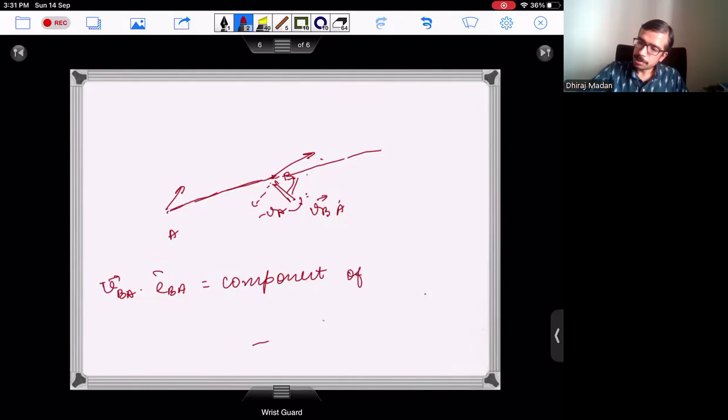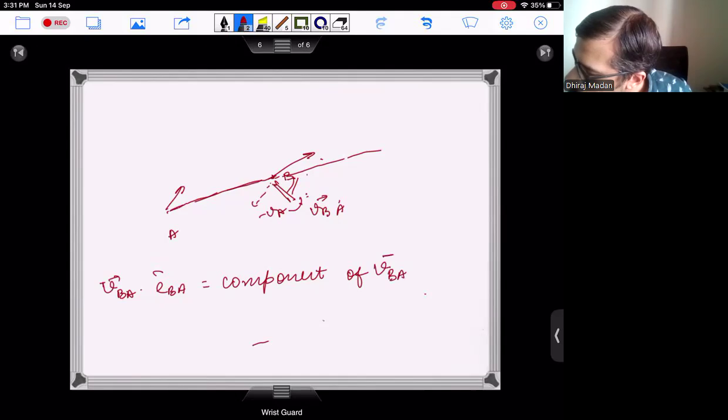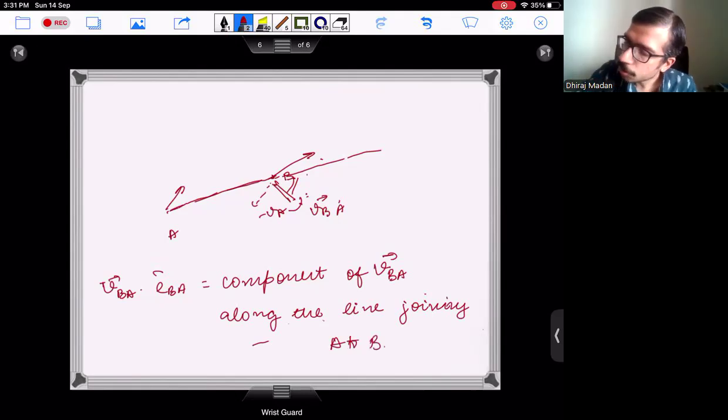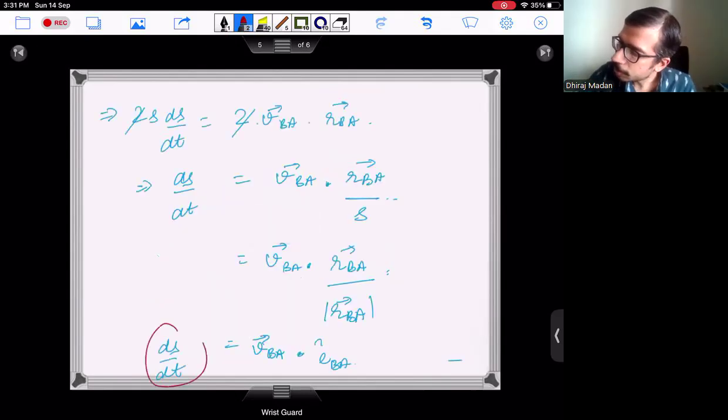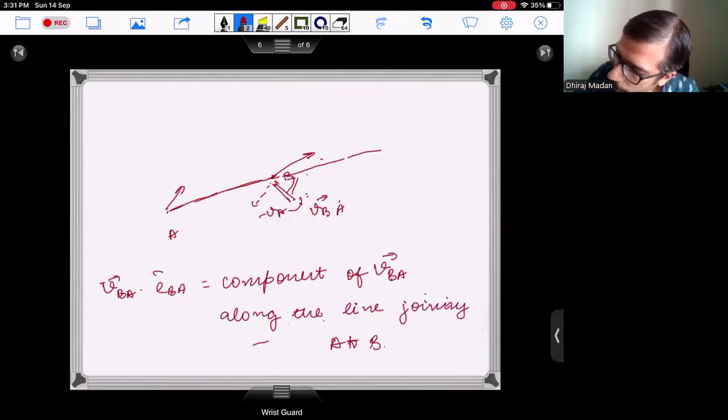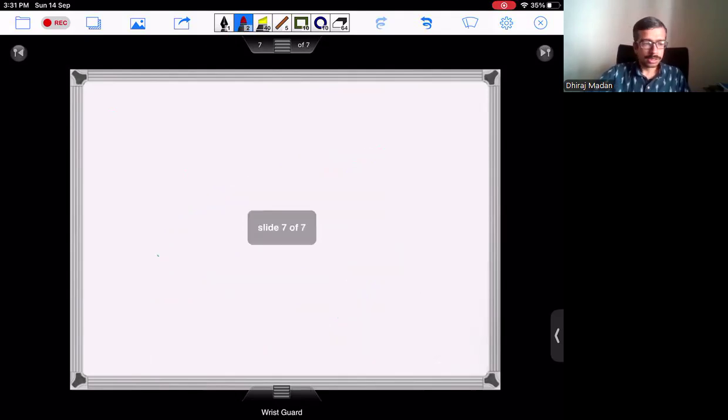of VBA along the line joining A to B. And this is also the rate of change of distance, right? So velocity of separation is nothing but the component of the relative velocity along the line joining the 2 points. So we can actually write it formally.